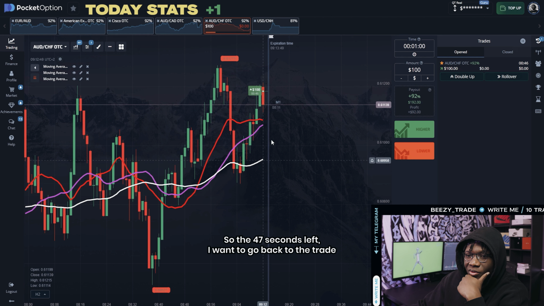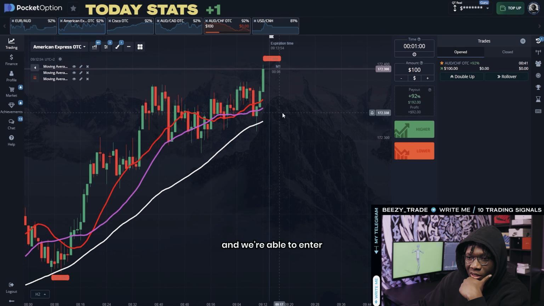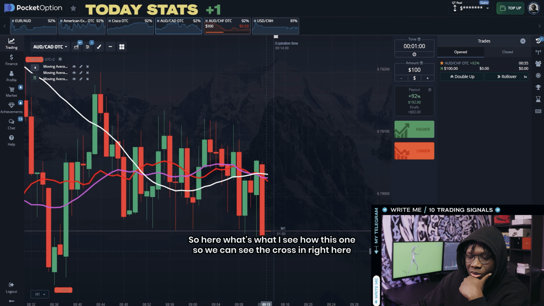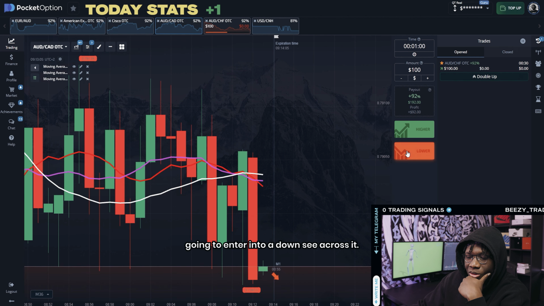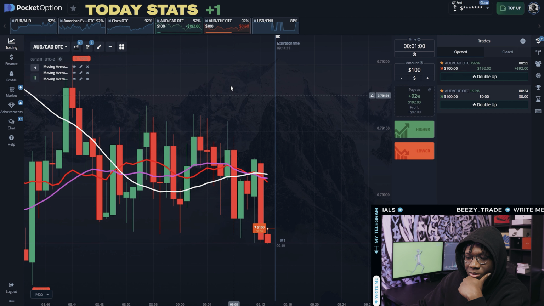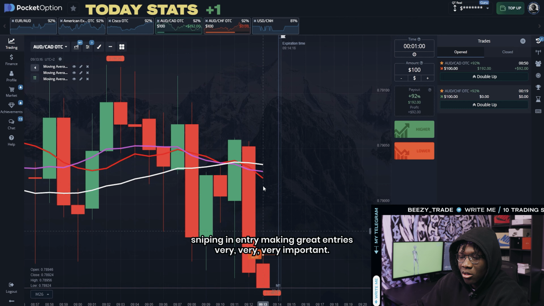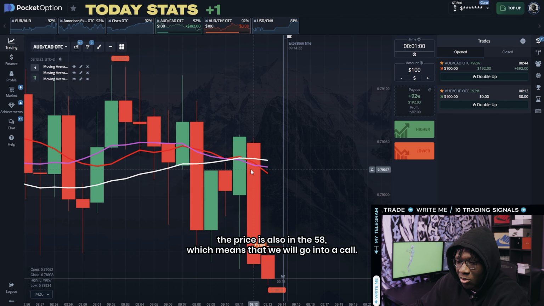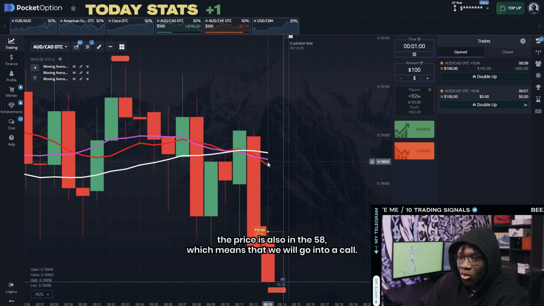So I got 47 seconds left. I want to go back to the trade we were able to enter. Here, I just want to see how this market is doing. We can see the crossing right here. I'm going to enter into a down. See a crossing. You can see that it's below. We're able to enter that. So sniping an entry, making great entries, is very, very important. You can see the crossing of the 15 and the 25 SMA right there, and the price is also above the 50 SMA, which means that we will go into a call.